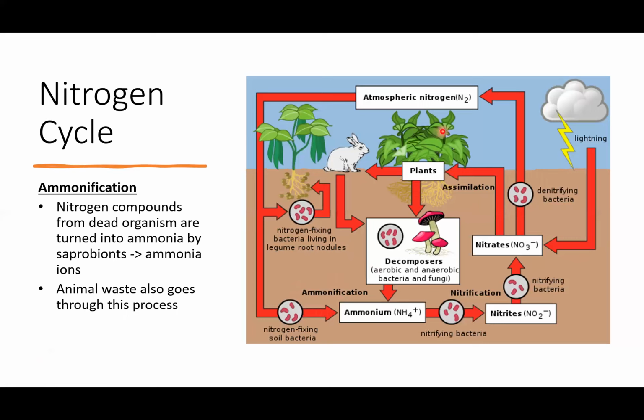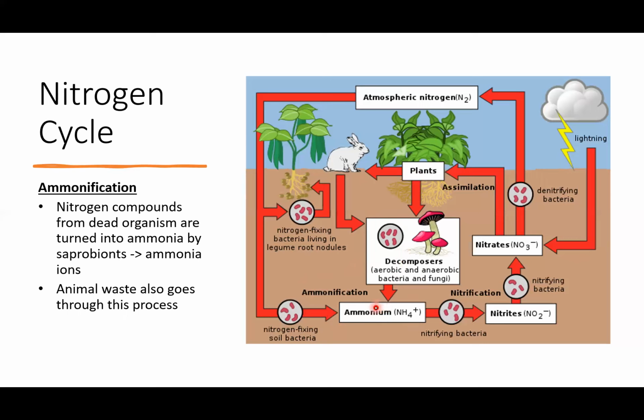So here's a plant. The plant has died. And the nitrogen compounds from these dead organisms are going to be turned into ammonia by those saprobionts that we spoke about before. And the saprobionts go on to form ammonium ions, which we have here. So we can get to ammonium ions by nitrogen fixation. We can also get there through ammonification.